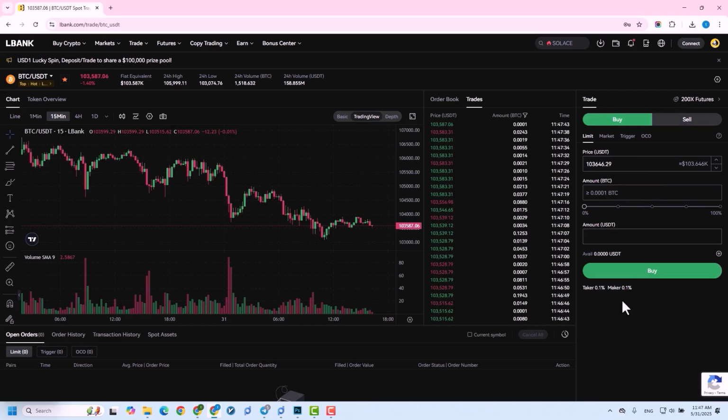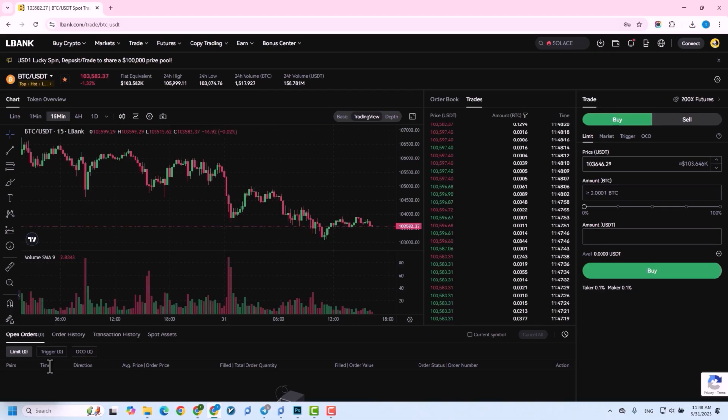The fee rates are displayed at the bottom, where both the taker fee and maker fee are 0.1%. This means that if you place an order that is immediately matched with another order, it's a taker, or if you place an order that goes into the order book, it's a maker. In both cases, the fee is calculated as 0.1%.